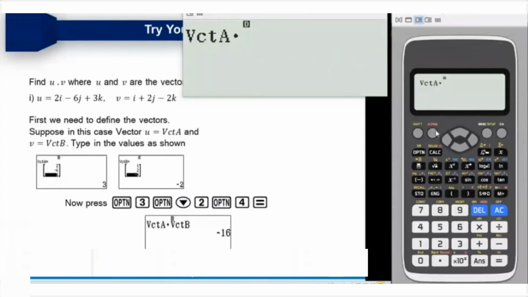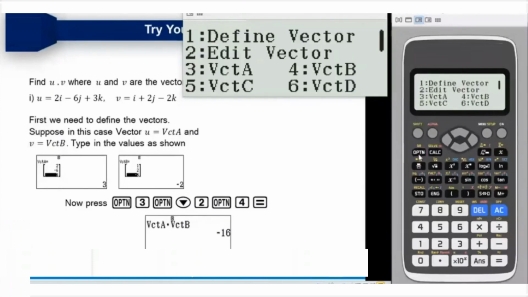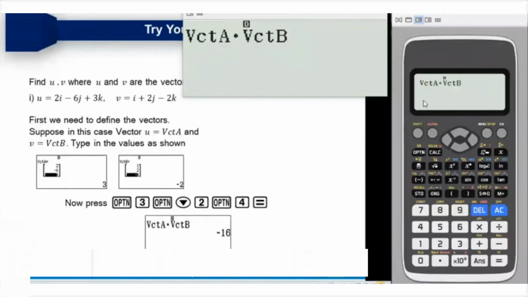I want to find the dot product of vector A and option 4, which is vector B. So I need to find the dot product of vector A and vector B. And the answer is -16. All those people who have been doing vectors must have realized that in order to find the dot product, we multiply I component with I component, J component with J component, K component with K component, and add the results. The calculator has done all the things for you, and you have reached the answer, that is -16. I hope this is clear. I hope you have understood how to find the dot product of these two vectors.